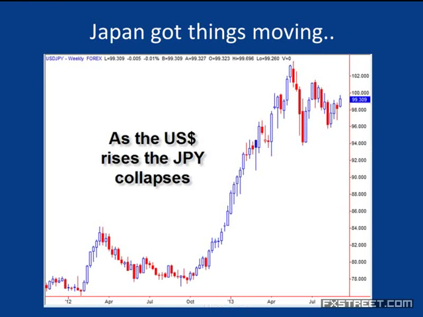First of all, it was Japan that really got things moving in the currency war. There we were. We had this weekly chart then of the US dollar against the Japanese yen. So as the US dollar rises up, up, up, then that implies that the other side of that currency, the Japanese yen, is just collapsing, moving on down. And we saw that the Japanese yen spent quite a bit of time in this region of around about 76 to 80. And then it absolutely took off.